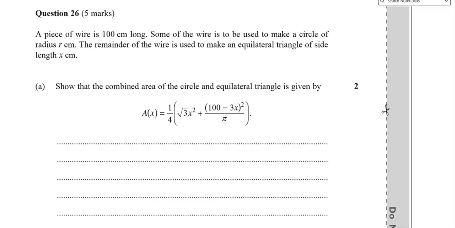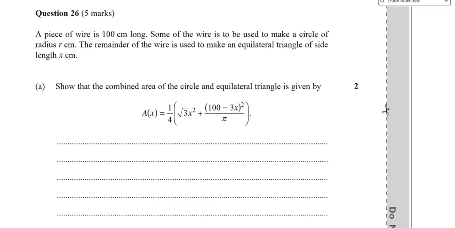Question 26. A piece of wire is 100 centimetres long. Some of the wire is used to make a circle of radius r, and the remainder of the wire is used to make an equilateral triangle of side length x. Show that the combined area of the circle and equilateral triangle is given by this expression.